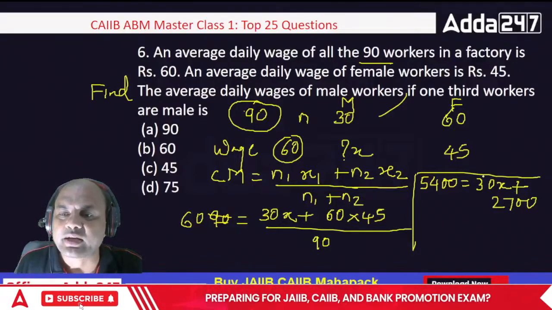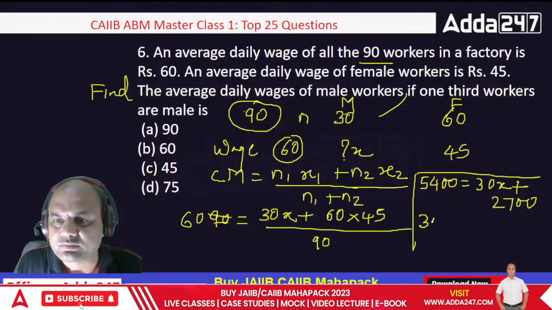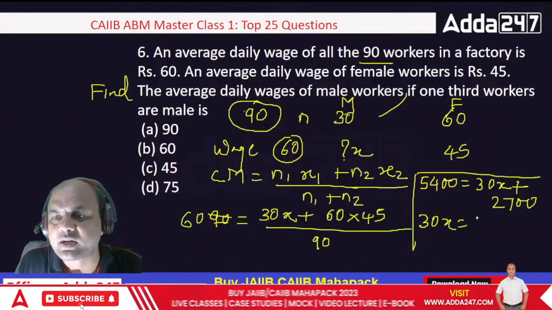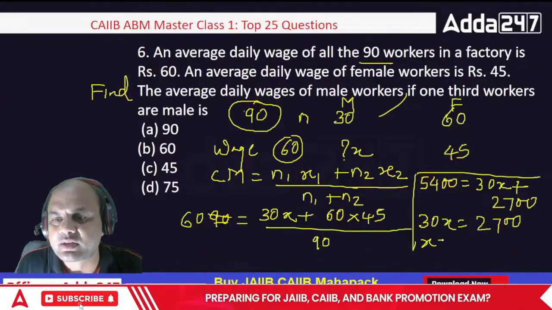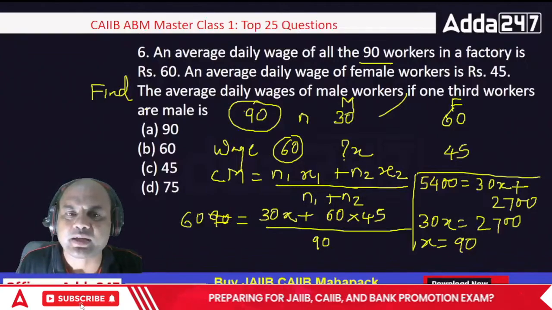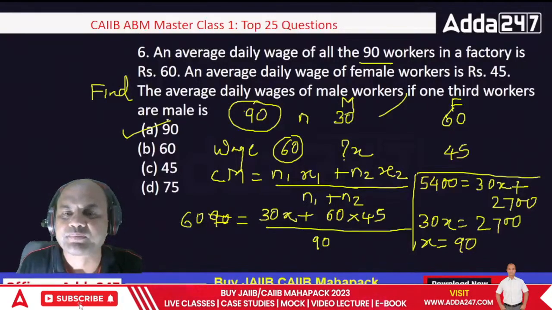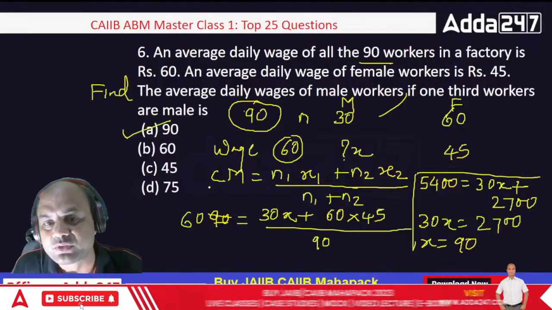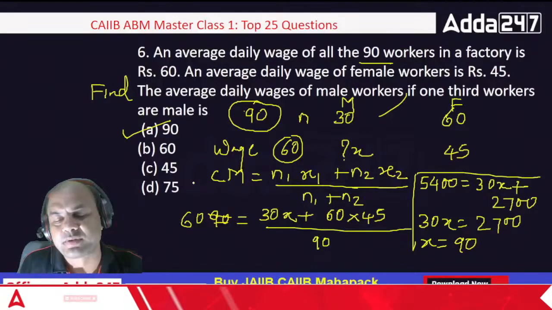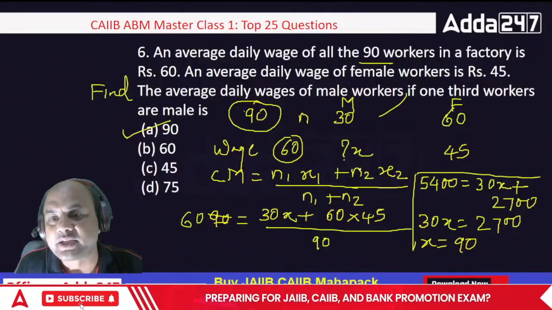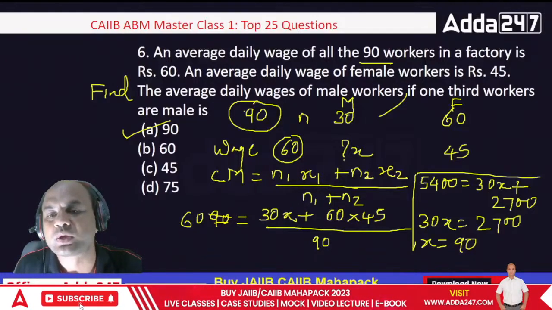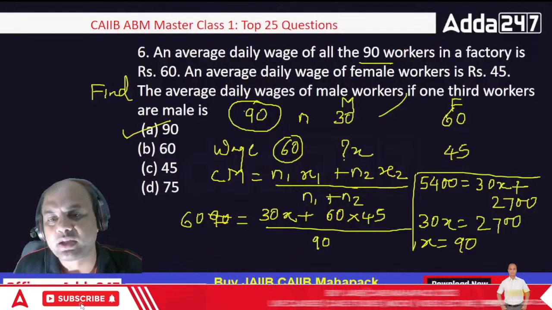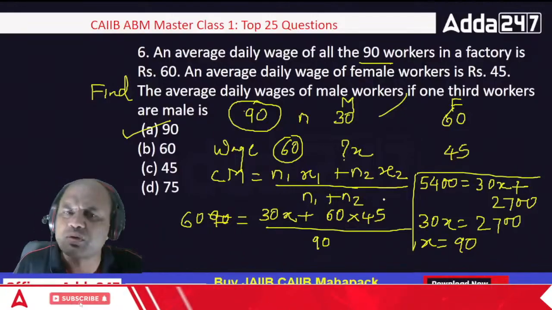Now solve this. 30x equals, take 2700 to the other side. 30x equals 5400 minus 2700, which is 2700. So x equals 90. This is my answer. Look at this, 90. This formula is used in the combined mean concept. If you have 2 sets given, use 2 terms. If you have 3 sets given, then use N1 x1, N2 x2, N3 x3 upon N1 plus N2 plus N3, and go on.